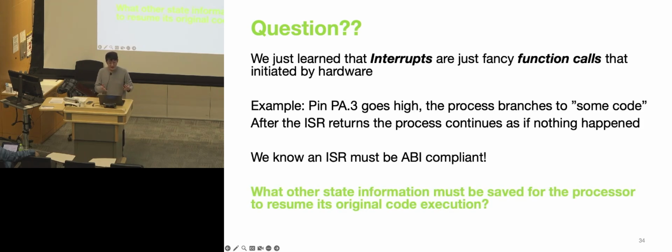So a quick question for you guys. The interrupts are essentially higher priority function calls initiated by hardware, by the wire. And we also know that all those ISRs, those interrupt service routine calls, must be ABI compliant. So I would like you to talk to your neighbors and think about what state information we must save for the processor to resume the original code execution, basically return to the main function or whichever function it was originally in when the interrupt happens.